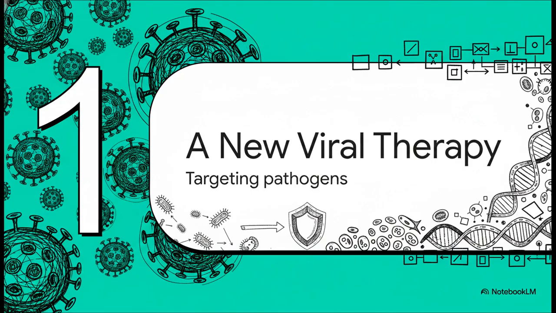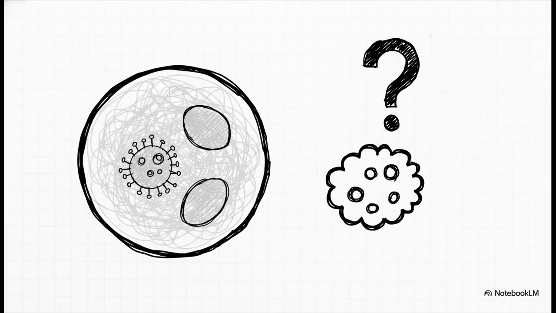Okay, first things first. Let's start on the ground floor with the real-world application. We're talking about a brand new weapon against some of the nastiest pathogens out there. You know, the biggest problem with viruses like HIV or herpes is that they're sneaky. They're masters of disguise. They can go dormant, basically hiding out inside our own cells, where they're totally invisible to our immune system in most therapies. And then, bam, they can just reactivate whenever they want.